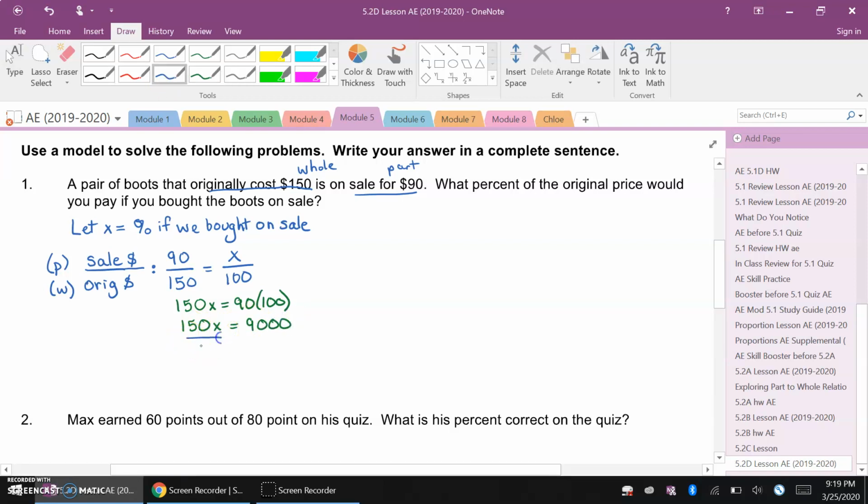But we want to get x all by itself, so we're going to go ahead and divide both sides by 150. And once we do that, and remember the 9,000 goes into the calculator first, and then the divided by, and then the 150, we're going to get 60. And so what that means is that you are paying 60% of the original price.